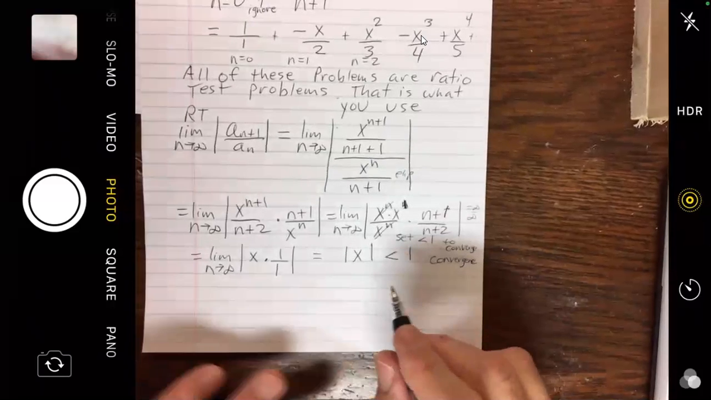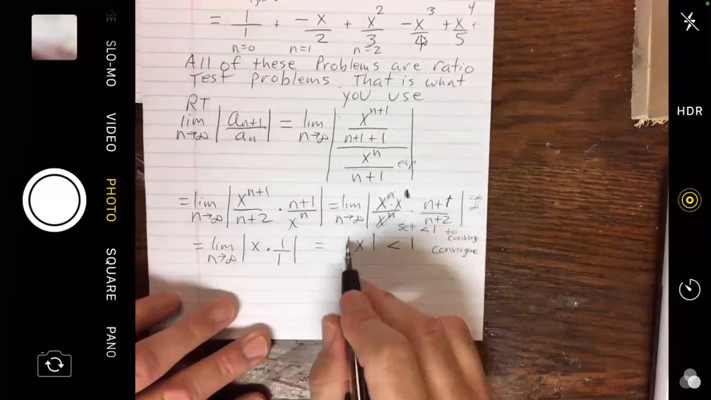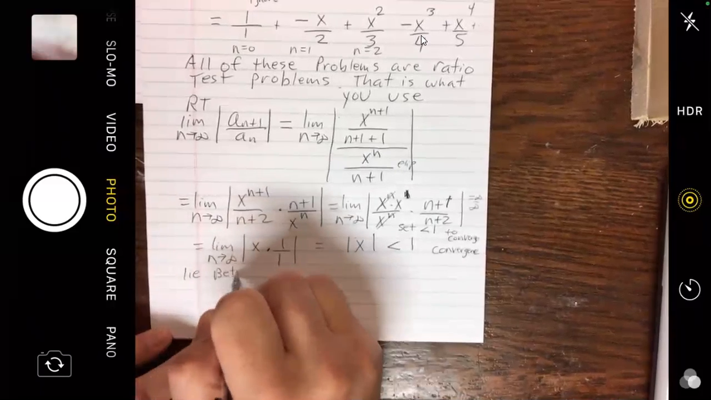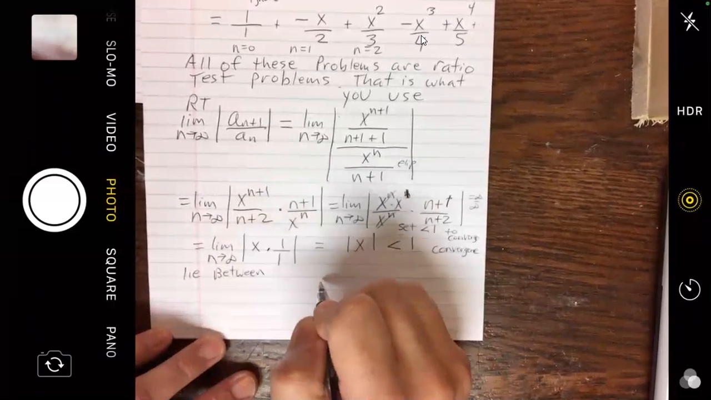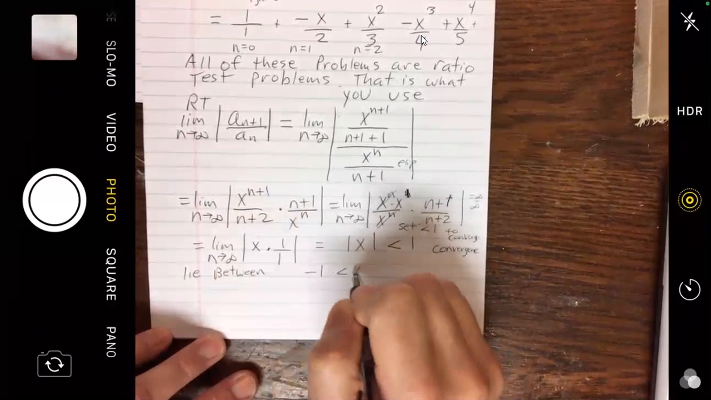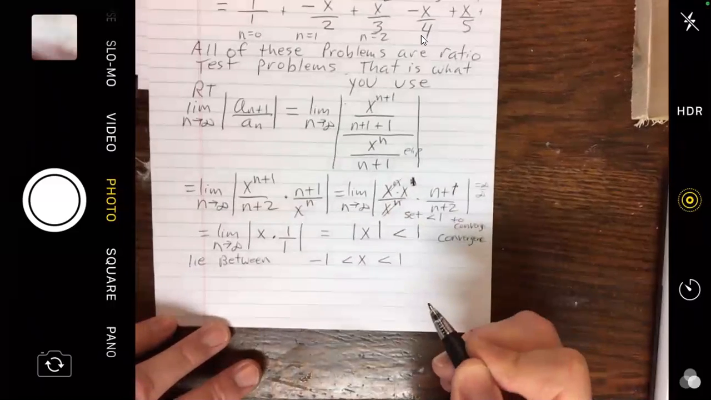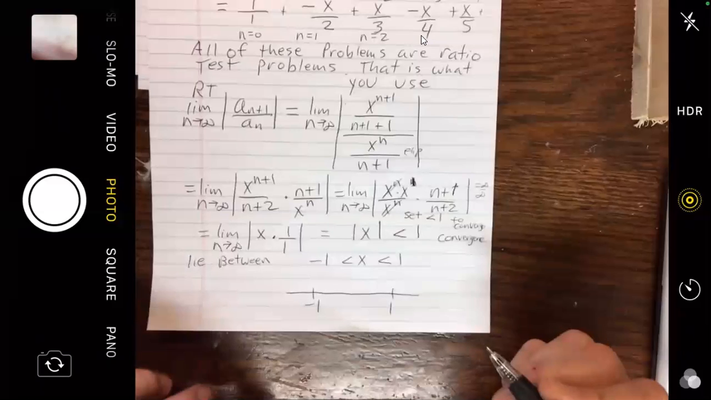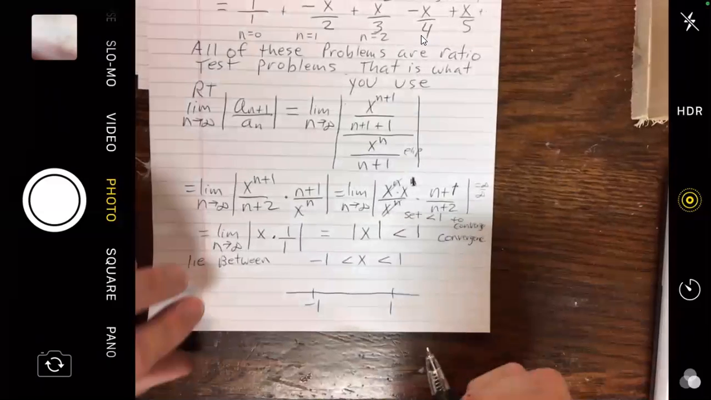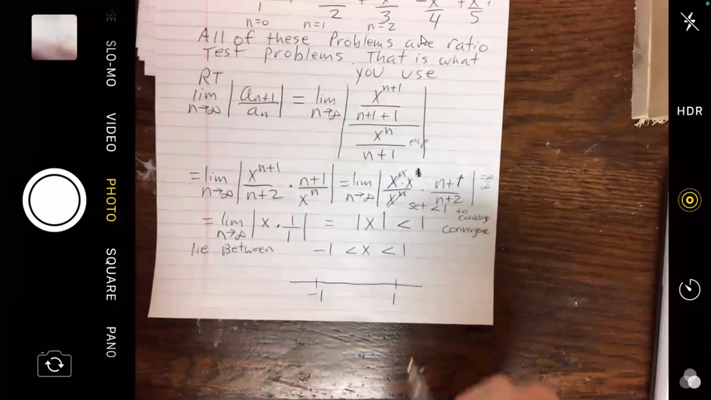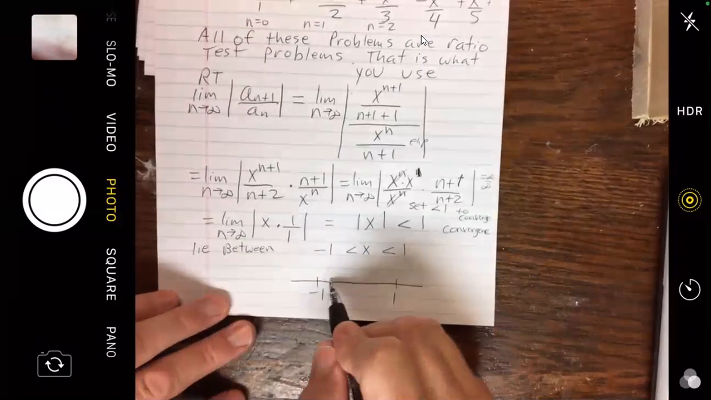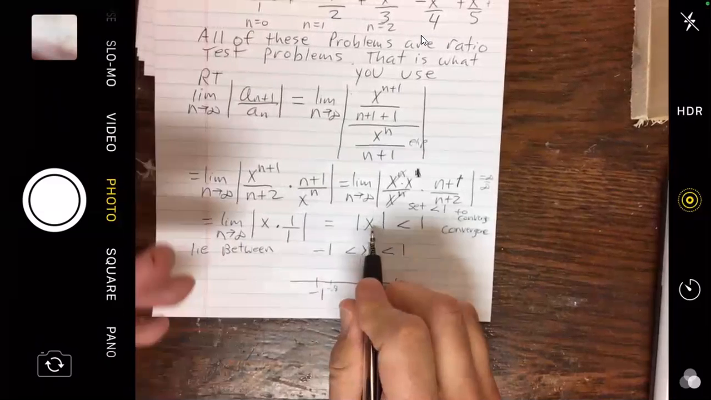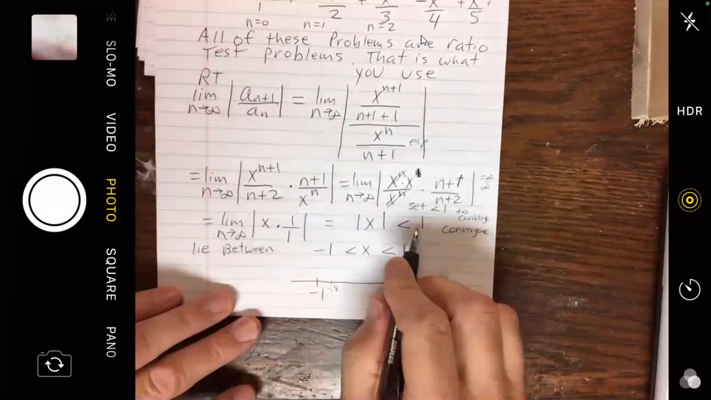Now, this is where your college algebra comes in. If you've got absolute value of numbers that are less than 1, they have to lie between -1 less than x less than 1. Which means on the number line, they're between -1 and 1. Are we losing this? See, if I have a negative 0.8, absolute value of it is 0.8, still less than 1. You're between the negative of this and positive of this on the number line.